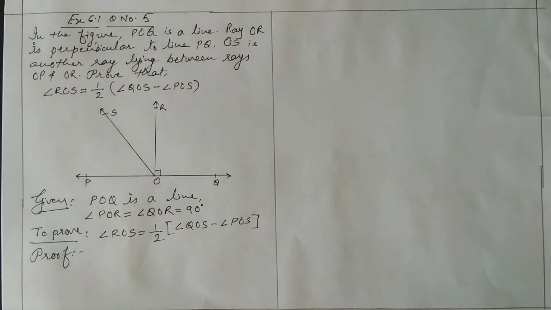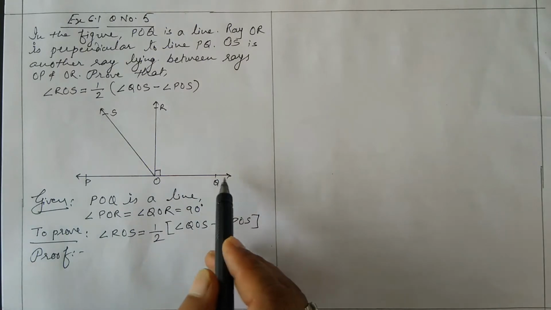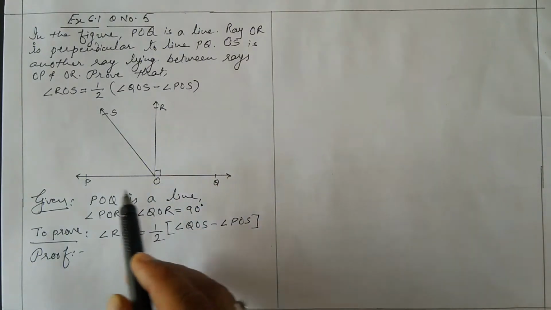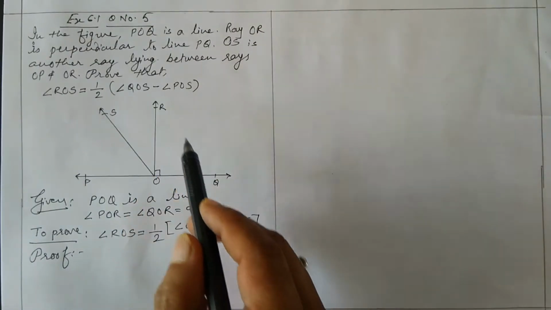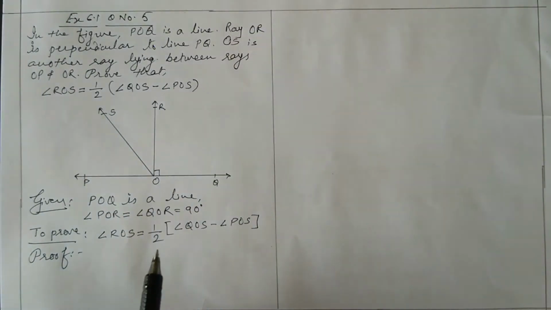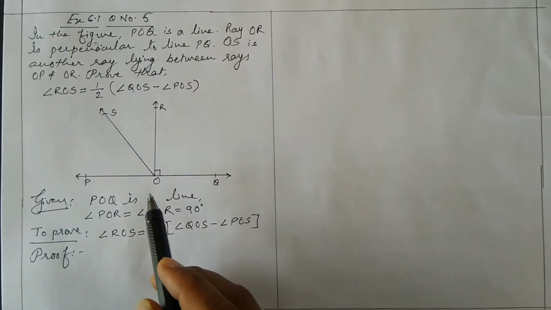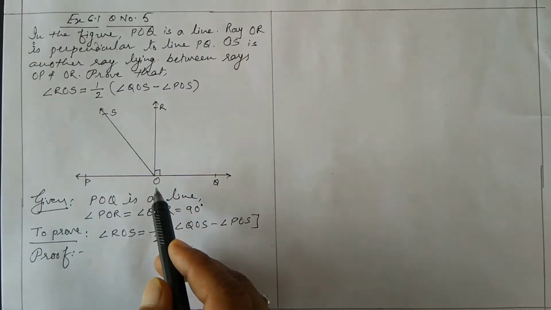Let us see question number 5 of exercise 6.1. In the figure, POQ is a line. Ray OR is perpendicular to line PQ. So what is happening? POR and QOR are 90 degrees. OS is another ray lying between rays OP and OR.